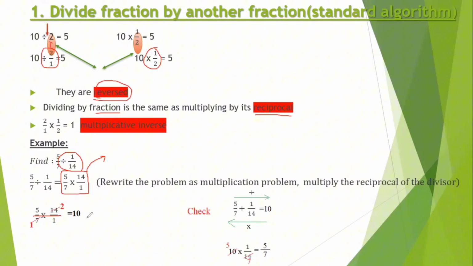How can I check the answer? 10 times 1/14. Simplify: divided by 2, 5 over 7. This is 10/1. So 5 times 1 equals 5 and 1 times 7 equals 7. It's the same 5/7.